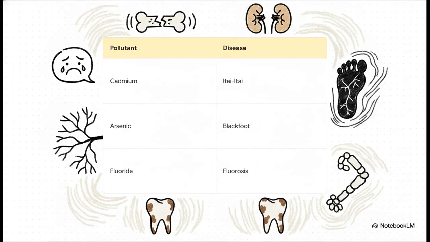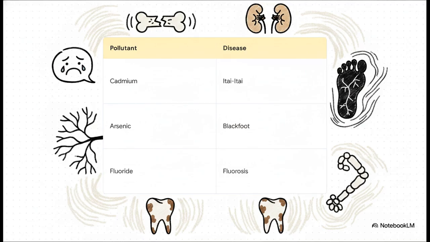All right, consider this your ultimate cheat sheet for the heavy metals section of your exam. Take a moment to really scan these pairings. First up, cadmium, or Cd, causes itai-itai disease. Fun or not so fun fact, itai-itai roughly translates to it hurts in Japanese, which perfectly, terribly describes the horrific bone softening and kidney failure the victims experienced.